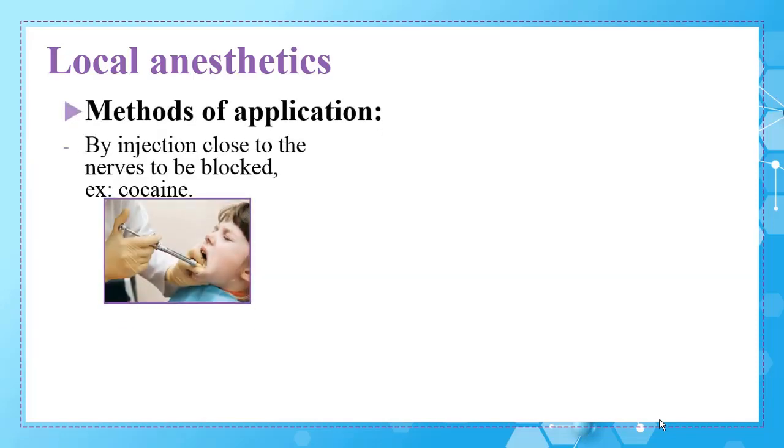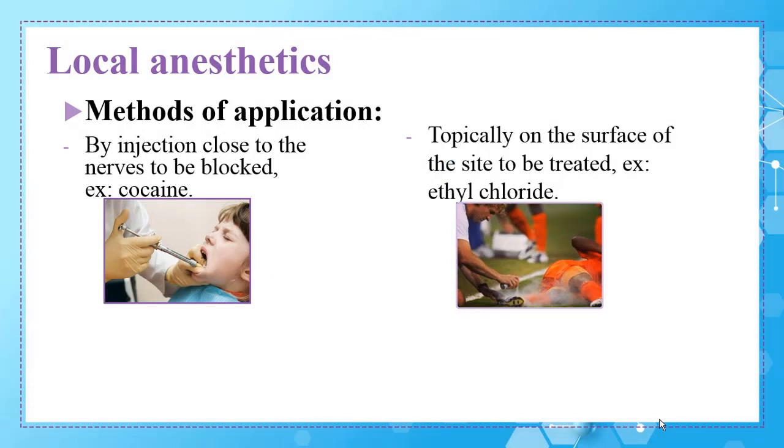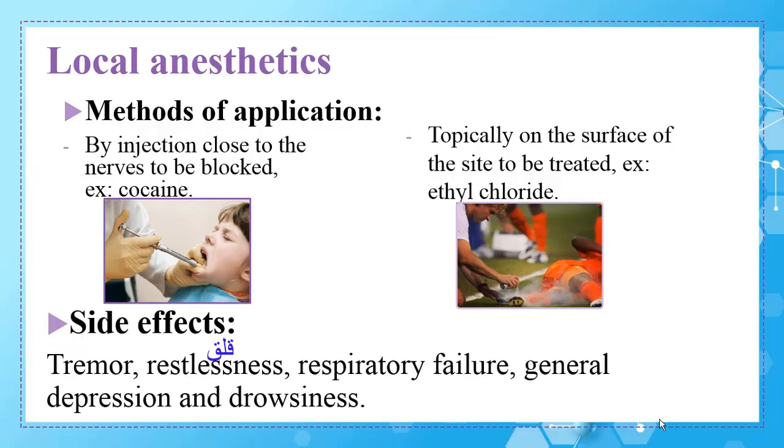Now, how are local anesthetics applied? Local anesthetics can be applied by injection close to the nerves to be blocked. Example, cocaine. Note that the substance used in the needle of the dentist isn't cocaine, but cocaine is an example of anesthetic used for local injection. Or they could be topically applied on the surface of the site to be treated. Example, ethyl chloride. The side effects of local anesthetics include tremor, restlessness, respiratory failure, general depression, and drowsiness.